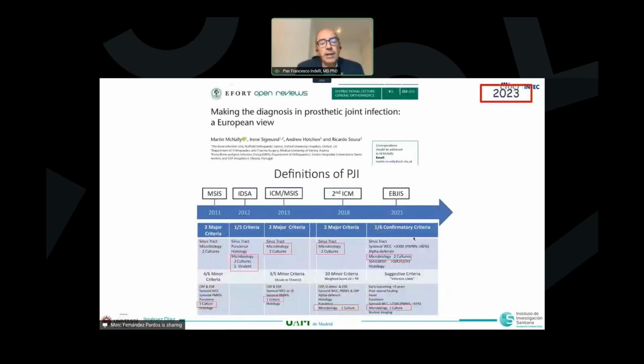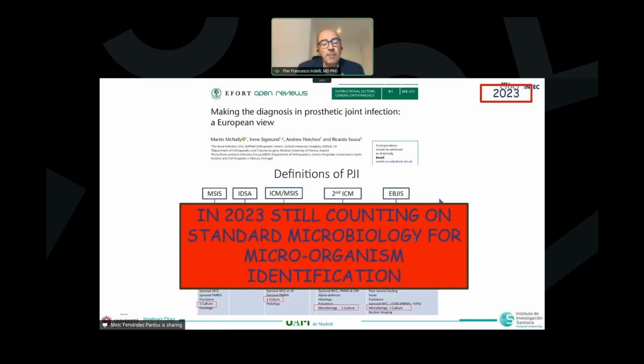So in 2023, as Jamie showed, a group of scientists, infectious disease specialists, and microbiologists from the European Bone and Joint Infection Society tried to highlight the differences between the different scientific societies all around the world. And even in this publication, you see that in 2023, we were still counting on standard microbiology for microorganism identification.